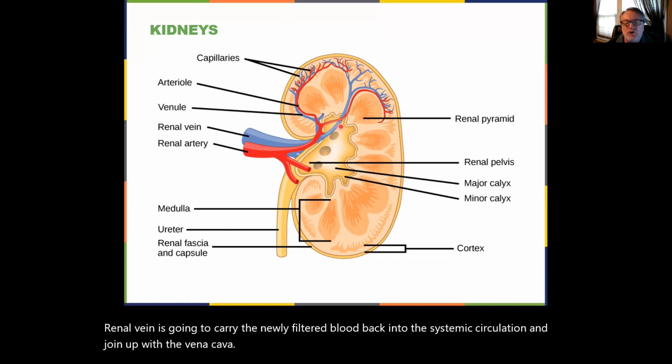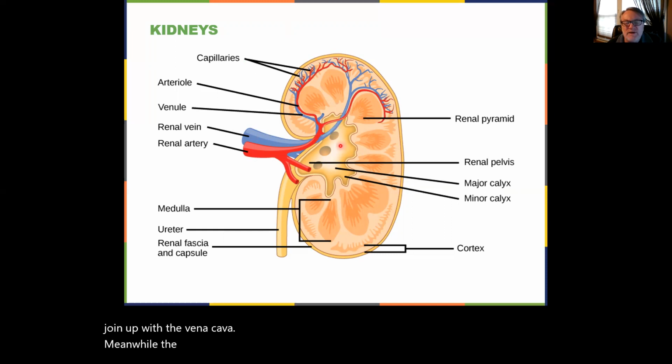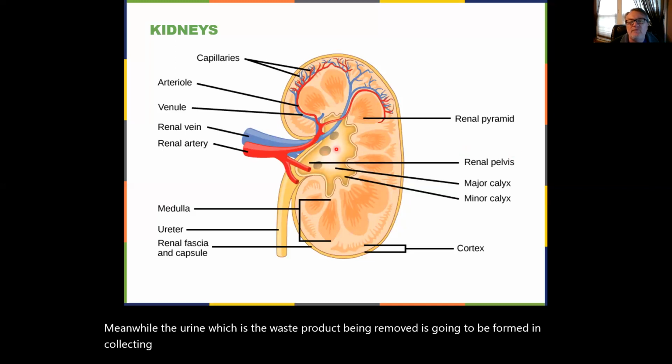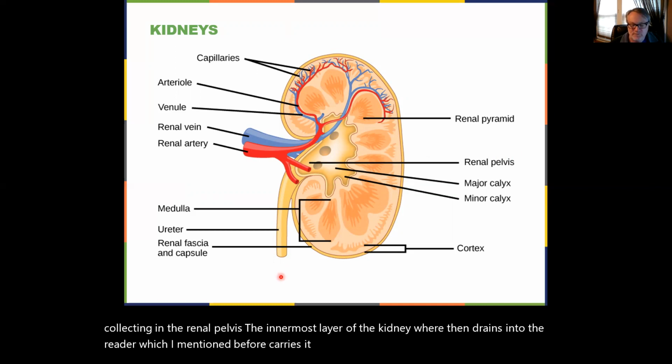Meanwhile, the urine, which is the waste product being removed, is going to be formed in and collecting in the renal pelvis, the innermost layer of the kidney, where it then drains into the ureter, which I mentioned before, carries it down to the bladder.